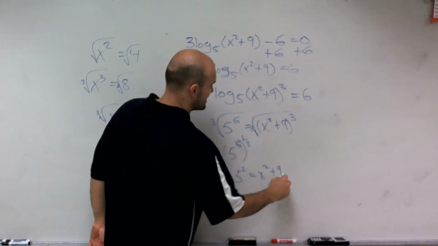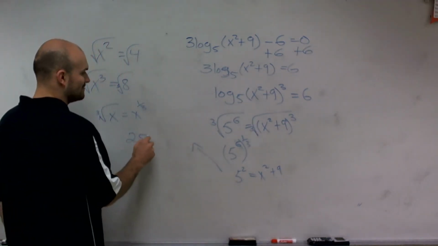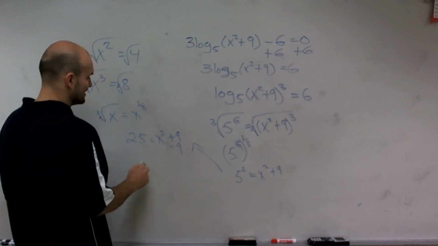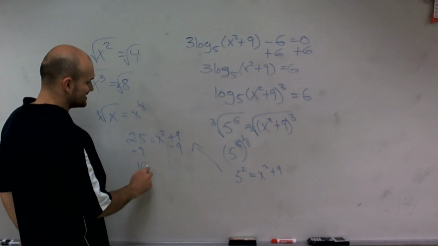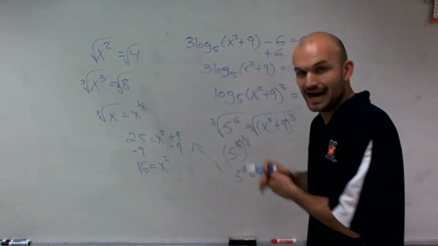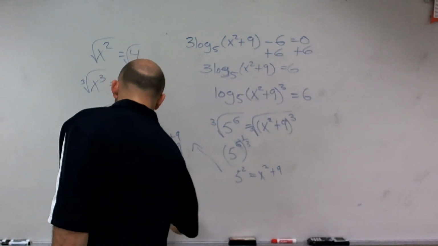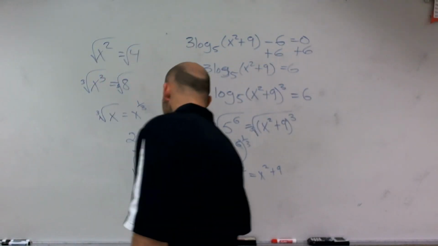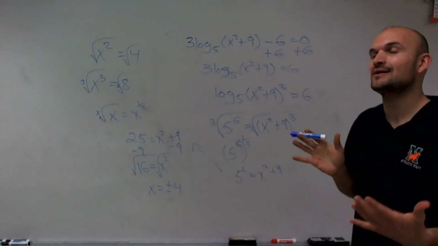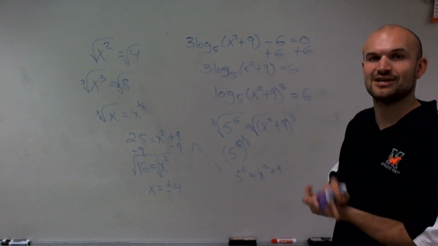Let's continue this work over here. Now I have 25 equals x squared plus 9. Now I'll subtract the 9, and therefore I get 16 equals x squared. I'll take the square root of both sides, and I get x equals plus or minus 4. So there you go, ladies and gentlemen. That is how you solve a logarithm: by isolating it, using the power rule of logarithms, and then solving. Thanks.